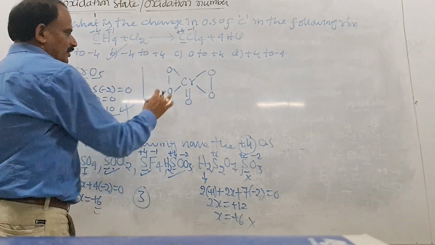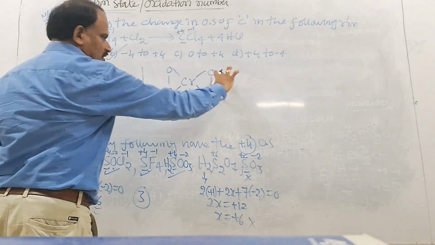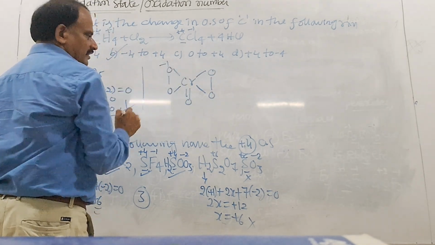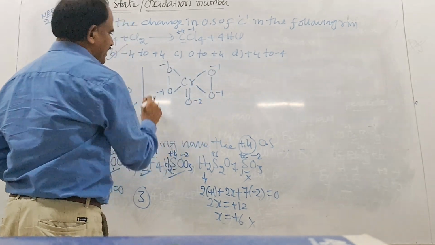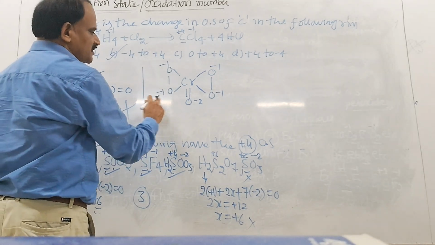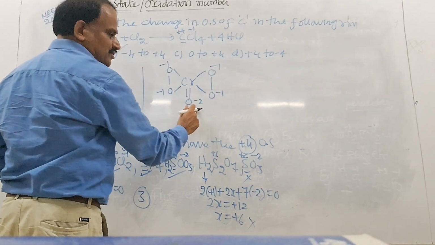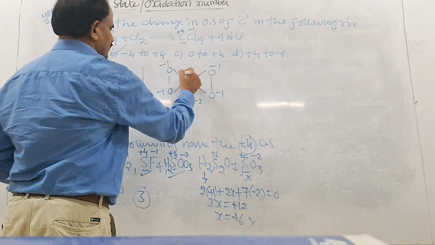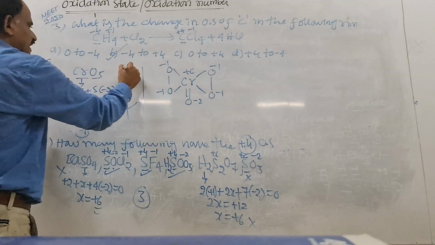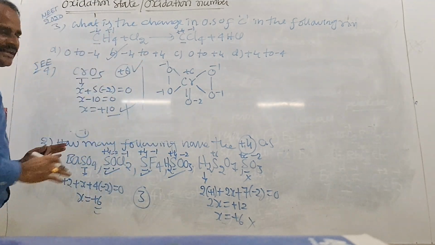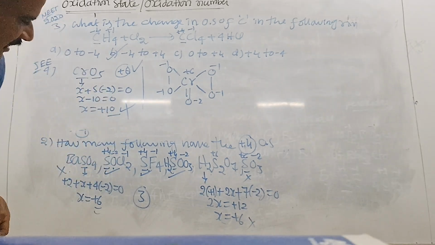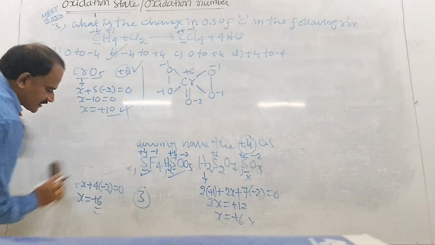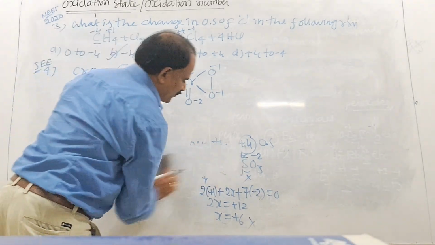Now, these are called peroxides. Any peroxide oxygen exhibits an oxidation number of -1, and a normal oxygen is -2. See here: -1, -1, that is -2, -3, -4, and -2, that is -6 in total. So chromium is +6. The oxidation number of chromium is +6, not +10. Very important.